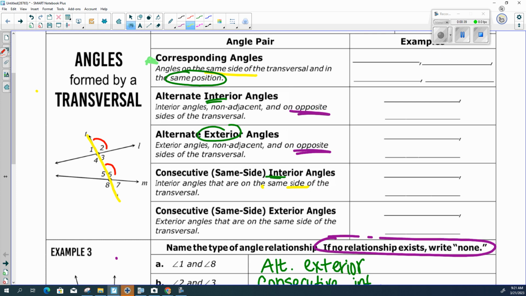All right, Shaylee, my goodness, sometimes I'm slow with names. Will you read the definition of alternate interior angles?